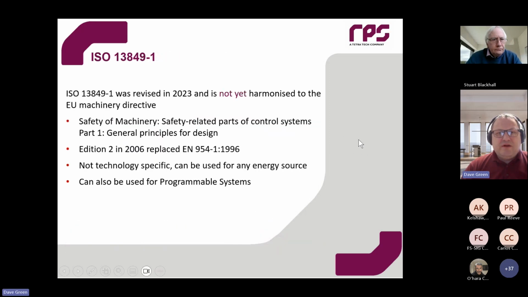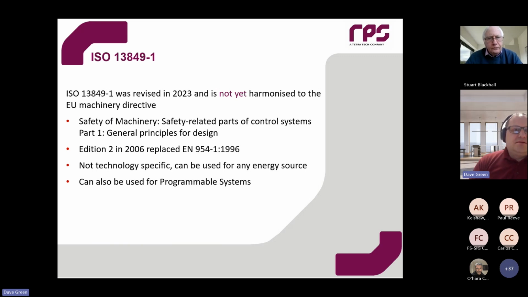So just moving on to 13849. This was revised in 2023 and therefore it's not yet harmonized. So we saw with 62061, it was released in 2021 and it was harmonized in 2022. It's just a little bit early for that harmonization to have been fully completed. There's no expectation that it won't get harmonized. It's just timings wise with the processes that they have to go through.